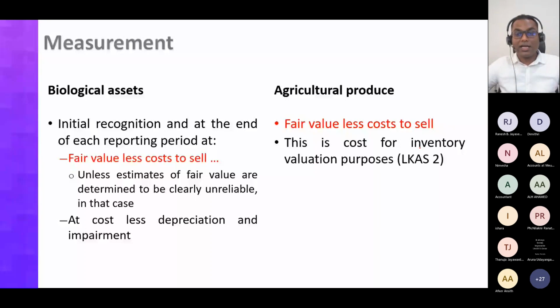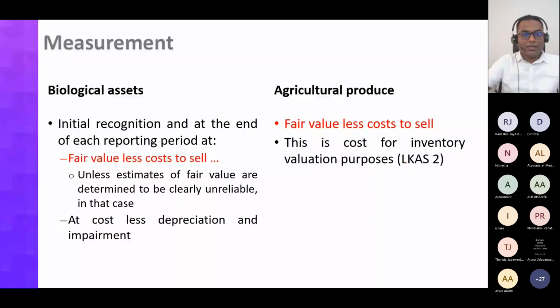After the point of harvest, LKS 41 is not going to be applied. What is going to be applied is LKS 2. In this case, the fair value less cost to sell would become the deemed cost for the inventory valuation purpose. Whatever fair value less cost to sell you have recognized as the agricultural produce, you transfer to the inventory. The inventory has to be initially measured at cost, and cost equals the fair value less cost to sell at the point of harvest of the agricultural produce. So this is the cost for the inventory valuation purposes subsequently.